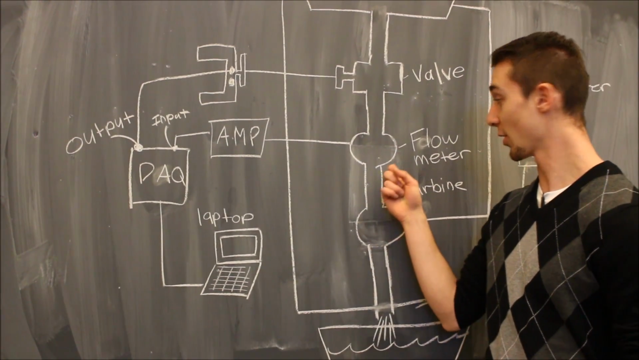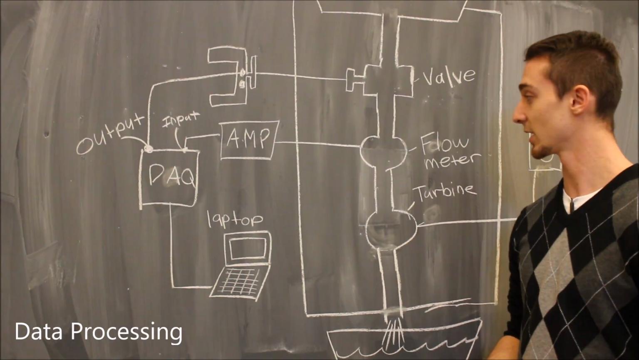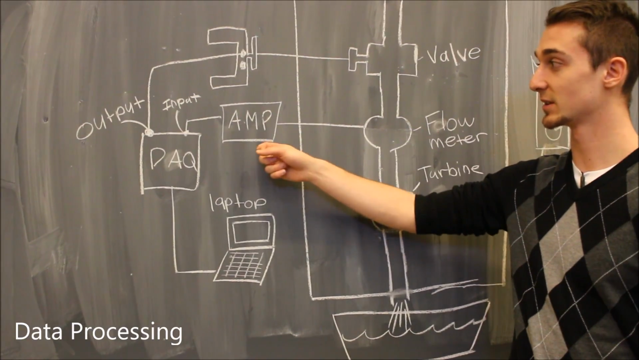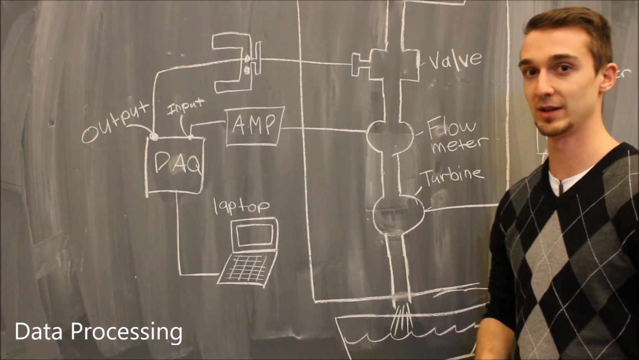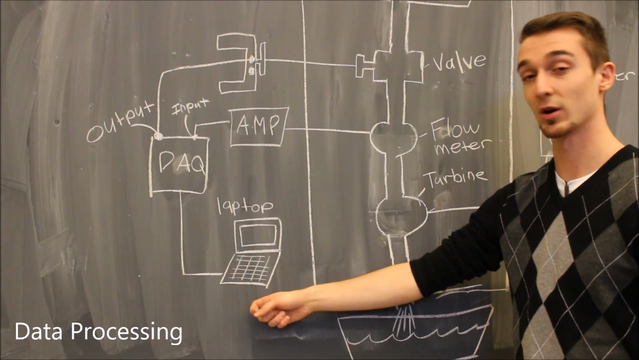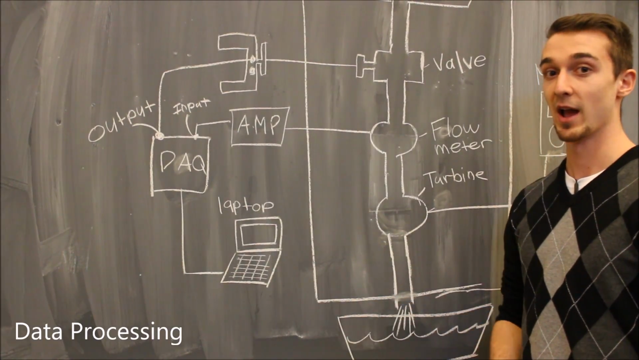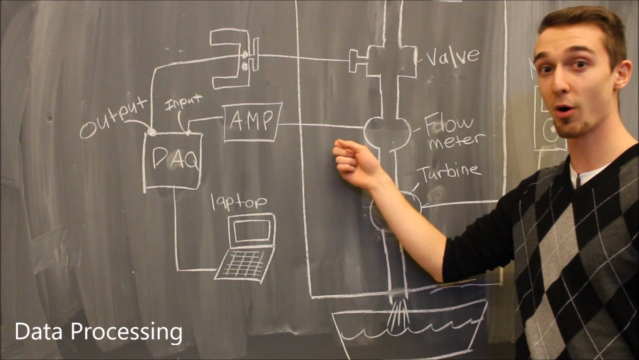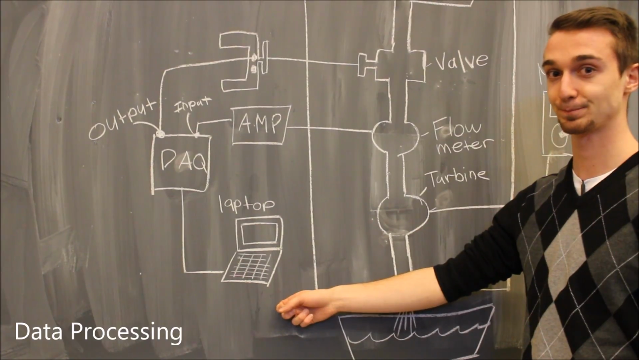Alright, so now that we know how this flow meter works, why don't we look at how the data is going to get processed. From this flow meter, we're going to get that pulse. That pulse needs to pass through an amplifier so that the DAQ here will be able to read that data. Then that data will be passed here to our laptop so that we can display it on LabVIEW. And of course, we'll have to do some creative coding to turn that pulse into liters per second or liters per minute.